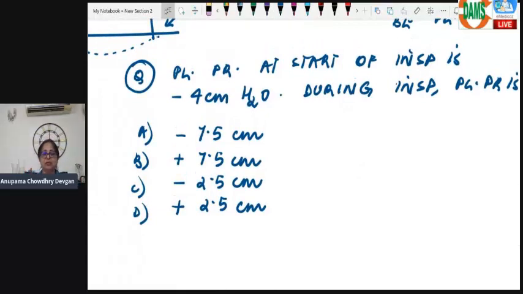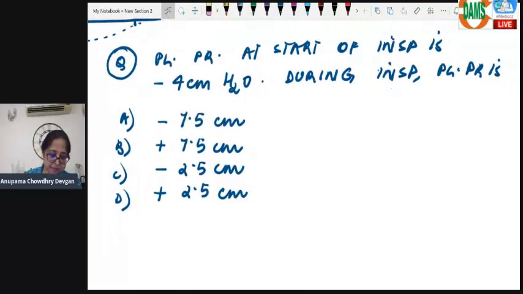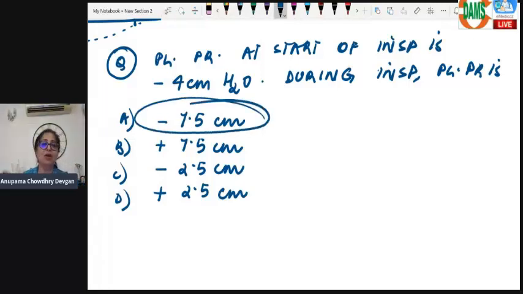The pleural pressure at the start of inspiration is minus 4 centimeters of water. Please remember, I'm talking now in centimeters of water. Earlier, I told you in millimeters of mercury. You must know both the values. Right? During inspiration, pleural pressure is, tell me. It has to become more negative. From minus 4, it will become more negative. It will be minus 7.5.